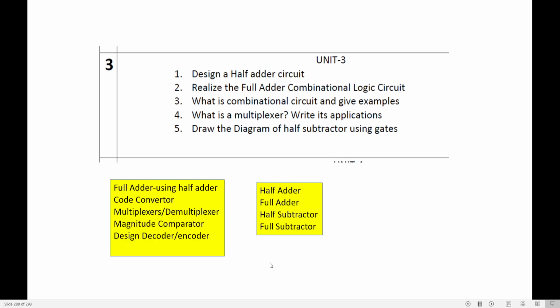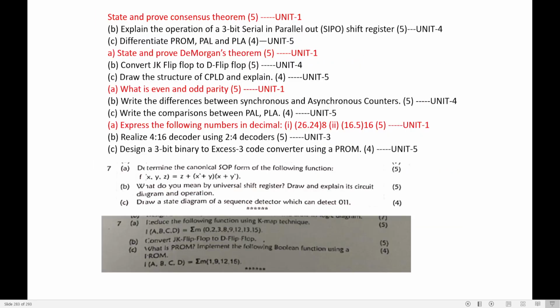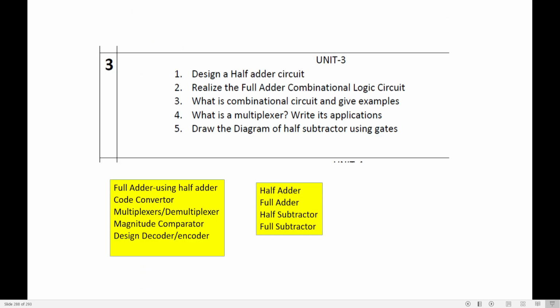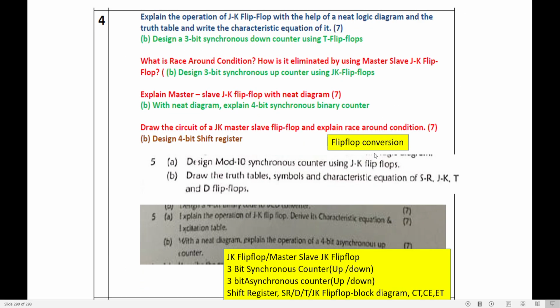So this is about Unit 4, and I should show you, Unit 7 is a combination of all units. Can you see here in Unit 7 question, there is one question from Unit 4, convert JK flip-flop to D flip-flop. Again it's a conversion, right? Here, write the difference between synchronous and asynchronous counter. Again it is from Unit 4. Convert JK flip-flop to D flip-flop is repeated in 23, it is given, again it is given in 24 also. So the important takeaway to all my students is don't miss flip-flop conversions.